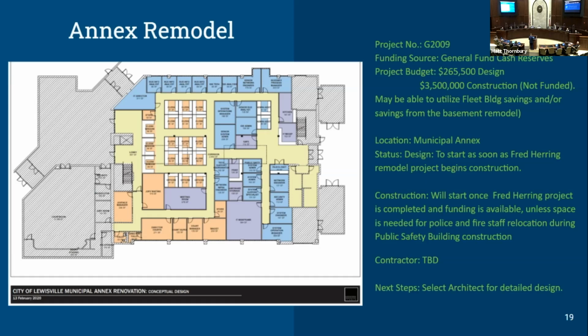there may be some funding available that we could move over here on some other projects, and we'll see how those pan out. But the plan on this is that once Stacey and her team start construction on that Fred Herring piece, we will go ahead and begin the design of this renovation on the annex. We obviously can't do the construction until they're vacated from the space. So once they're done with Fred Herring and they're able to move in there, we will begin the construction. So next step for us is selecting an architect for the design.